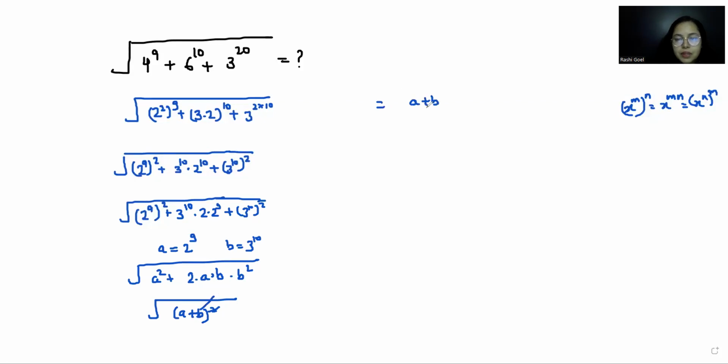Now A + B. A is 2^9, B is 3^10. 2^9 is equal to 512 and 3^10 is 59049. When we add this, we get 59561.